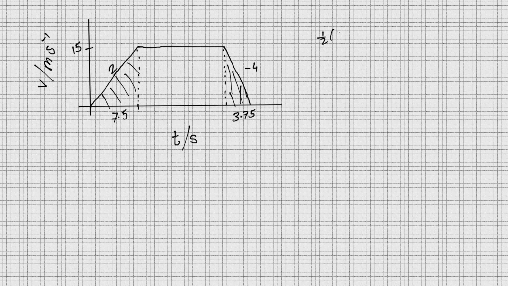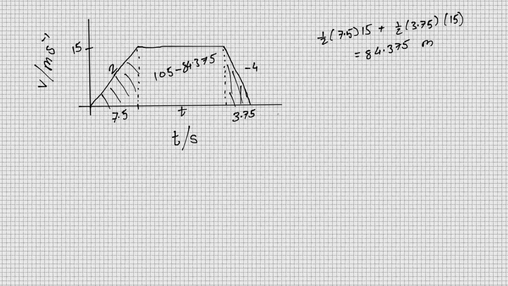A half the base by the height, plus a half the base, 3.75, by the height. That will equal 84.375 meters. So this middle piece here, in the first case, it's 105 meters minus 84.375.